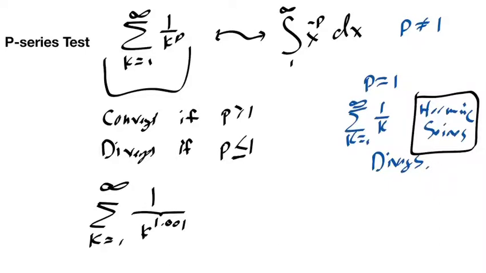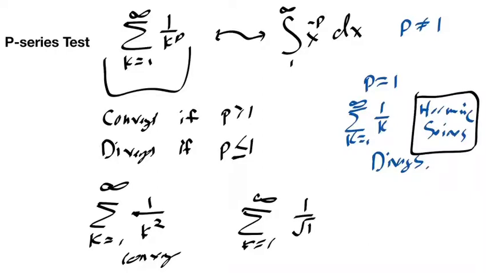Or importantly, things that we're a little more familiar with might be something like 1 over k squared, which is going to converge because the power is bigger than 1. However, if I have the sum of 1 over the square root of k, then that's definitely going to diverge, because that one is smaller than 1, because the 1/2 power is smaller than 1.